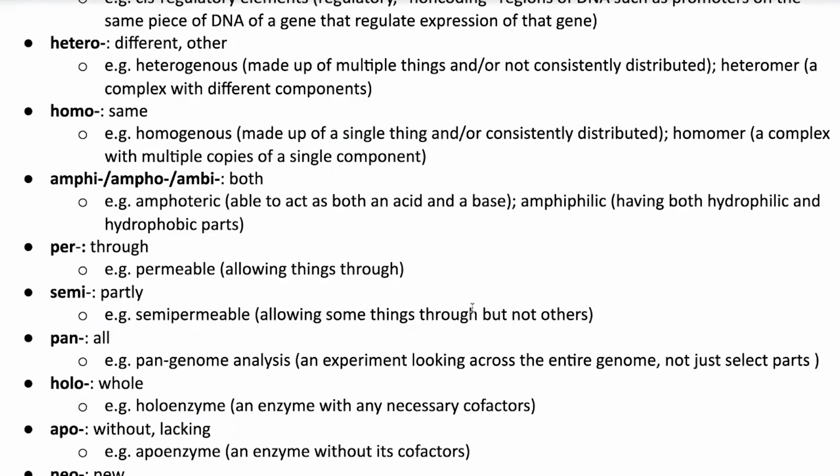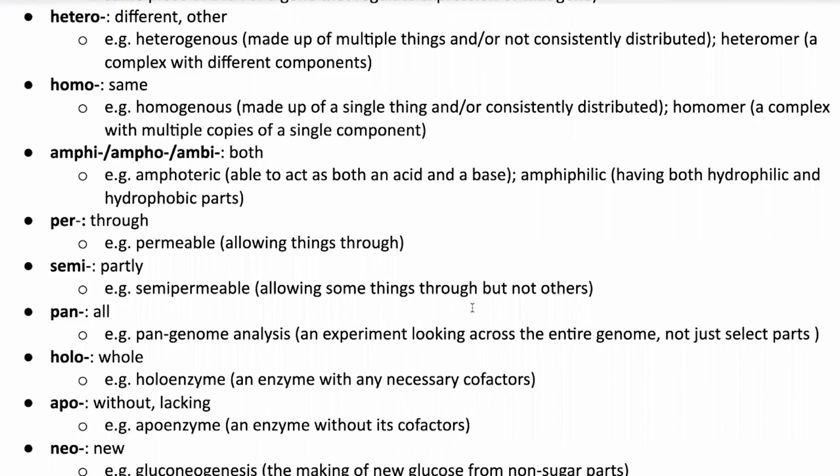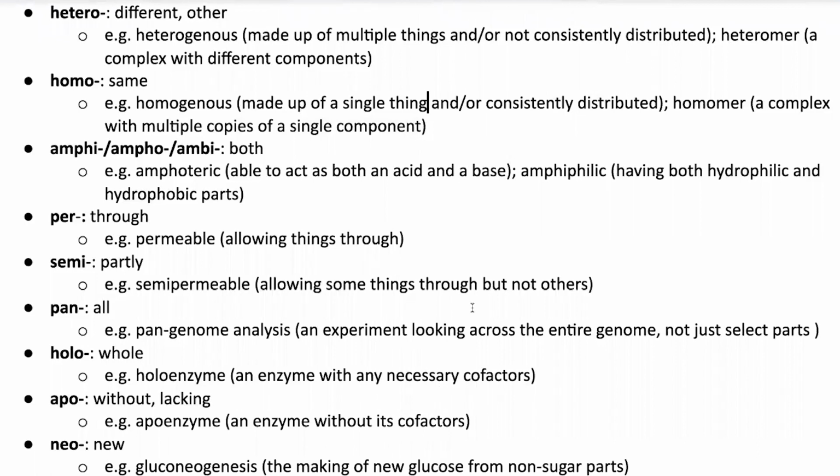And a homomer would be a complex with multiple copies of a single component. So you might have a homodimer or a homotetramer. That would be 2 or 4 of the same copies of a protein that are working together.